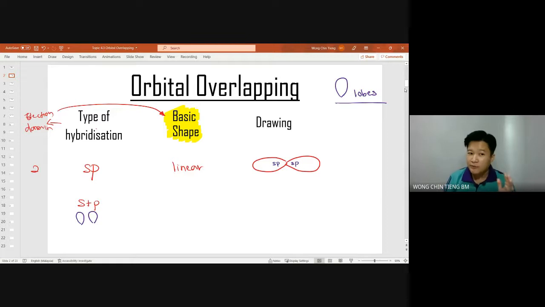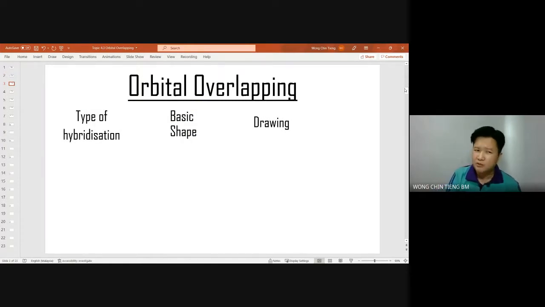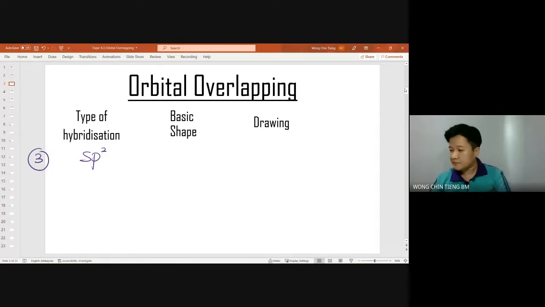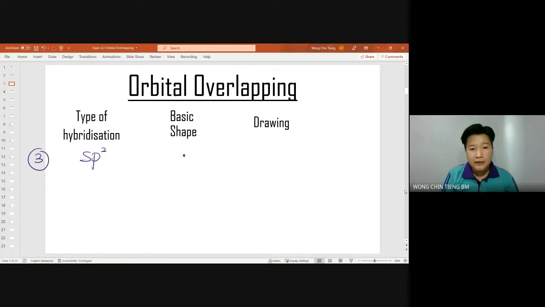Okay? And a kind reminder again and again, semua type of hybridization drawing must be based on the basic shape. Yang sebelum ni kita tak guna. Alright? That's why it's important to know the basic shape. And I think drawing the SP or SP2 still okay. I think SP2 still tak ada apa. Electron domain adalah 3. So basic shape kat sini, Sabila. Trigonal planar. Trigonal planar.